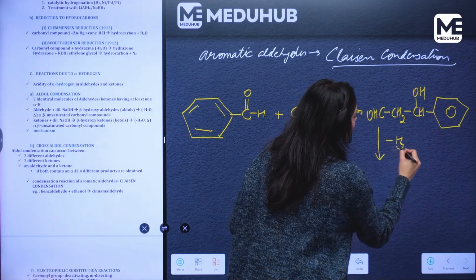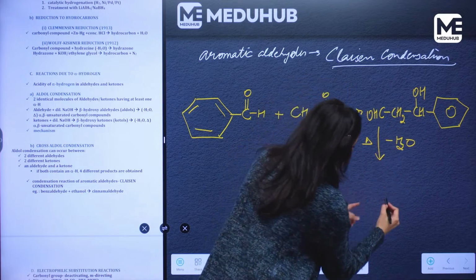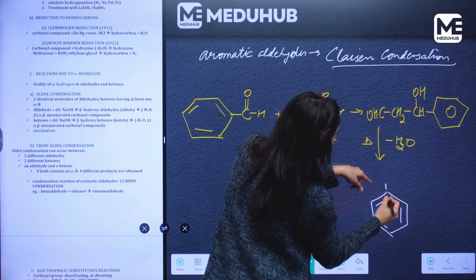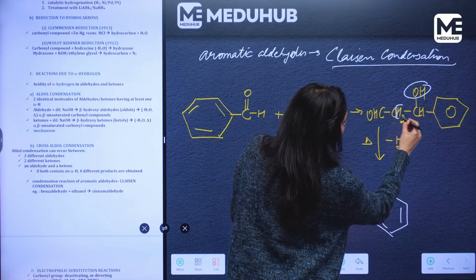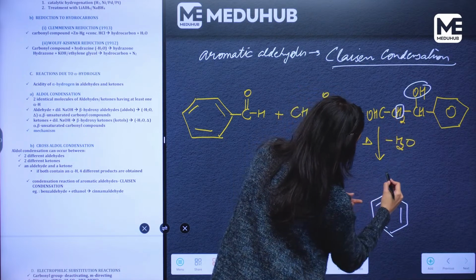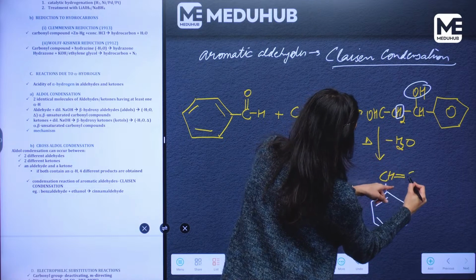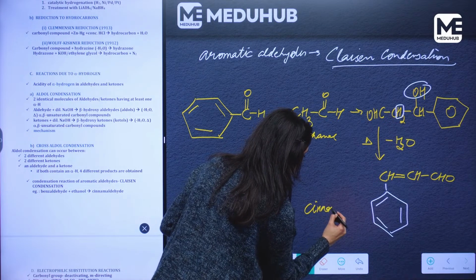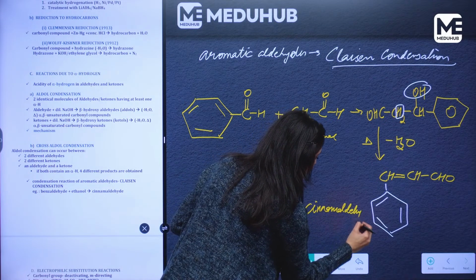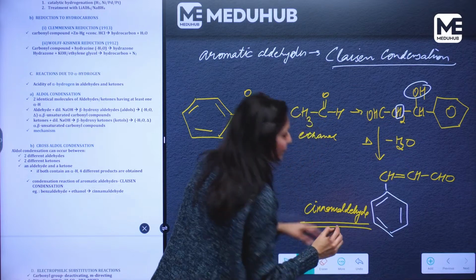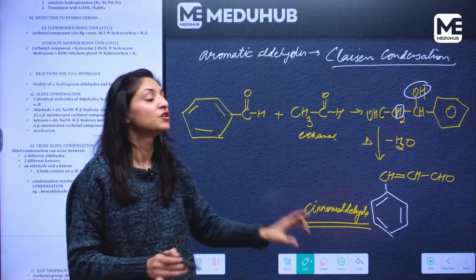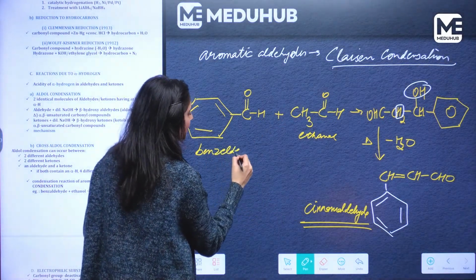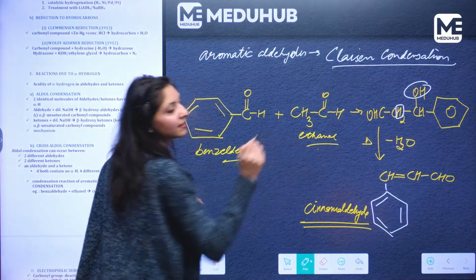This, when heated, will lose water and we can draw the product. This OH and one of this hydrogen will be removed. So we will have CH, double bond, CH and CHO. So this is cinnamaldehyde. This is the compound that is present in cinnamon. So it can be prepared by a Claisen condensation between benzaldehyde and ethanal.